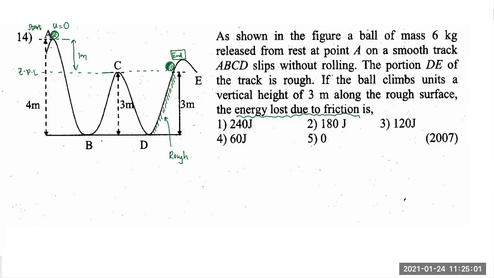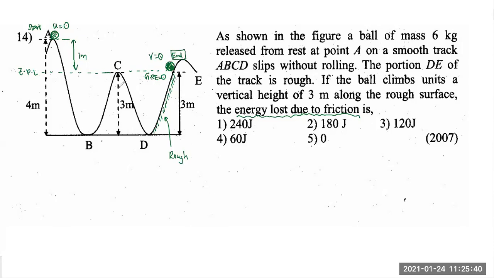Therefore, I can assume that the gravitational potential energy here is zero. It's at 3 meter height from the ground, which is absolutely fine. But if I take the ground as the zero potential level, then it will have potential energy with respect to the ground. But I have taken this level as my zero potential level. Therefore, here the gravitational potential energy can be considered as zero. Its velocity is also zero because it's not moving. Initially also velocity is zero, and here also velocity is zero because it stops here.